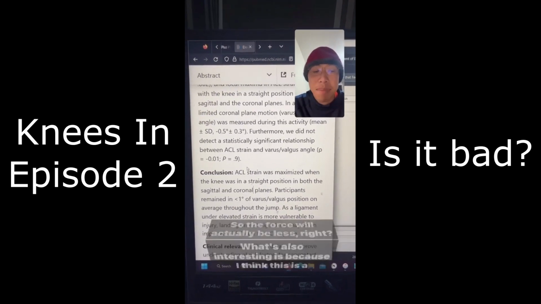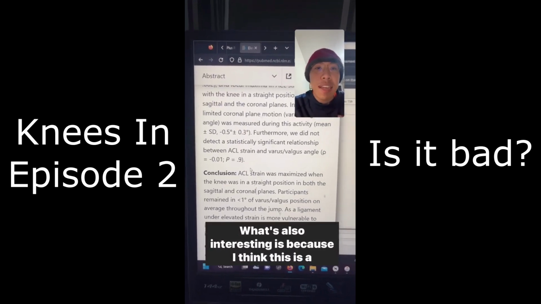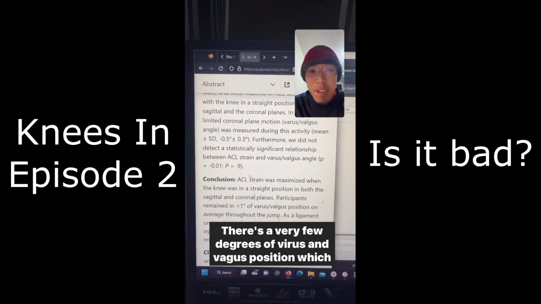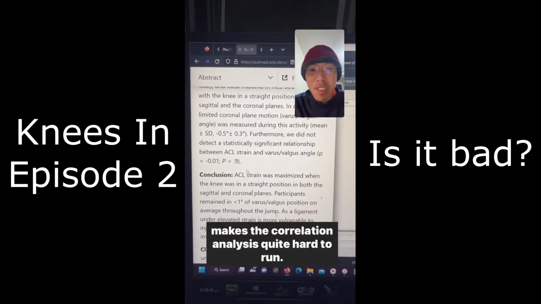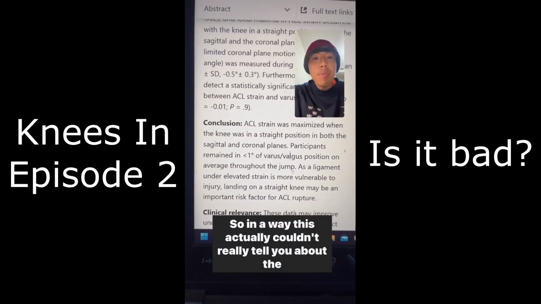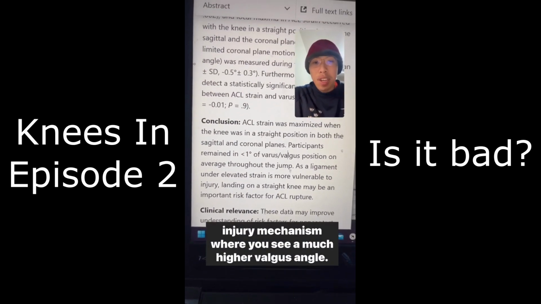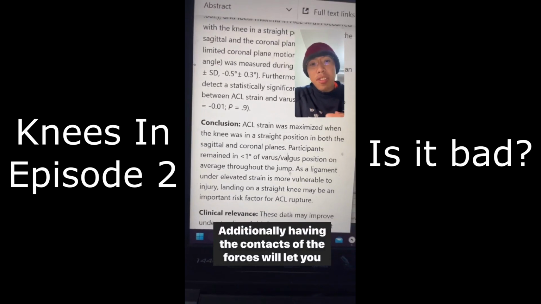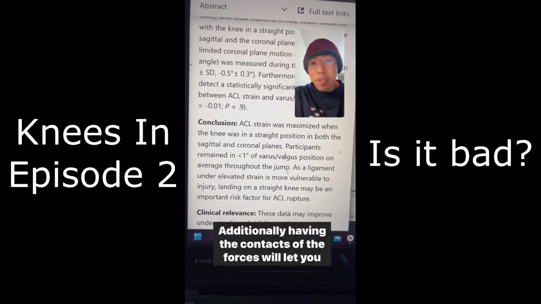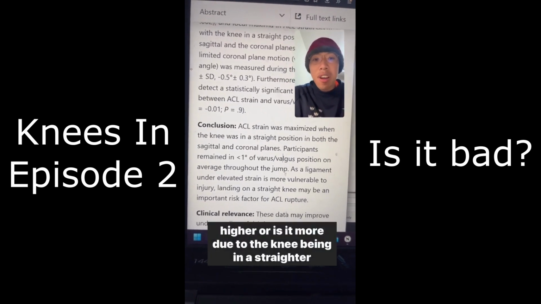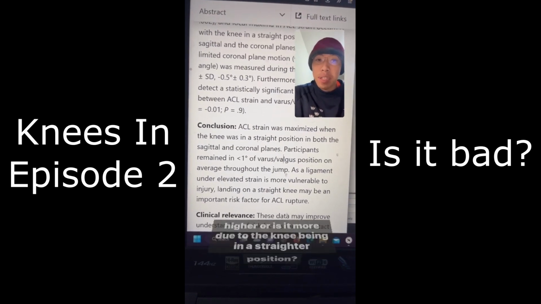What's also interesting is because I think this is a healthier cohort, there's very few degrees of varus and valgus position, which makes the correlation analysis quite hard to run. So in a way, this actually couldn't really tell you about the injury mechanism where you see a much higher valgus angle. Additionally, having the context of the forces will let you know, hey, is the strain the largest just because the force is higher, or is it more due to the knee being in a straighter position?